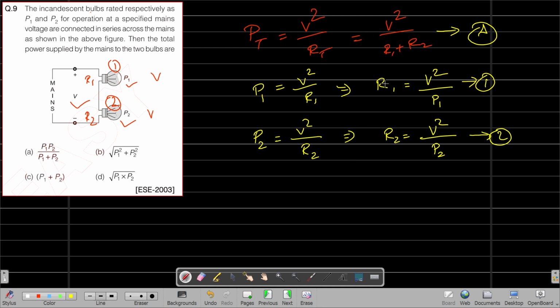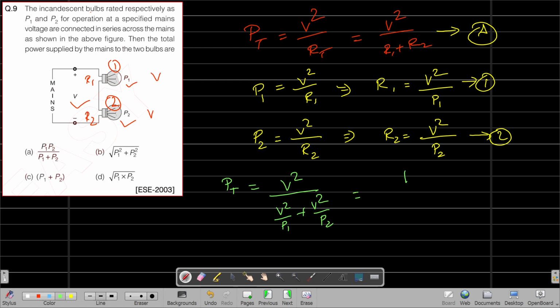Now we will put the values of R1 and R2 in equation A in place of R1 and R2. So total power equals V square upon P1, this is the value of R1. Now we will write the R2 value, that is V square upon P2.